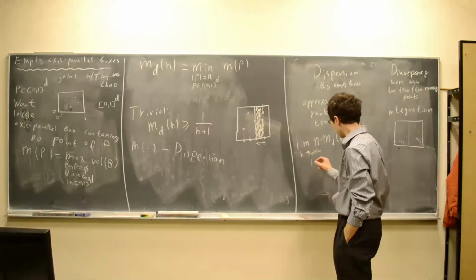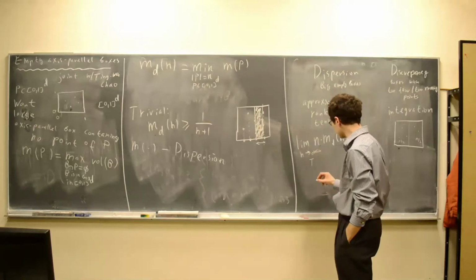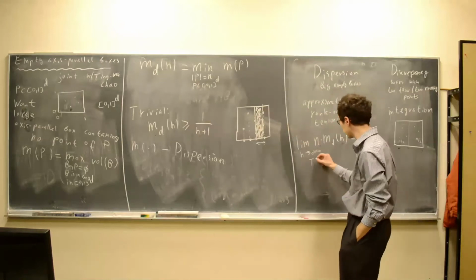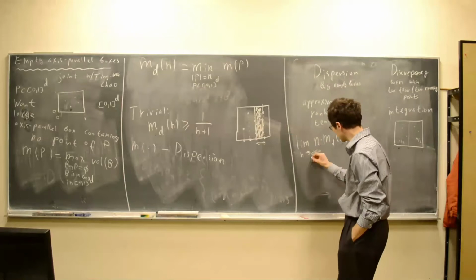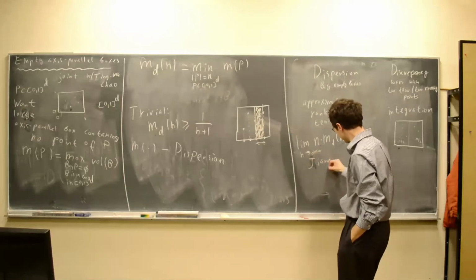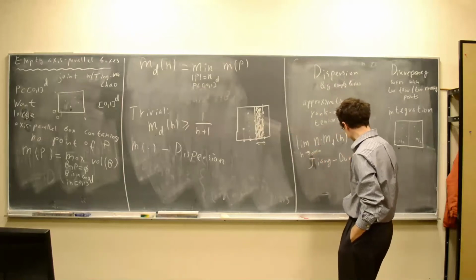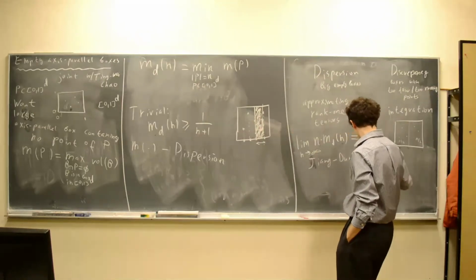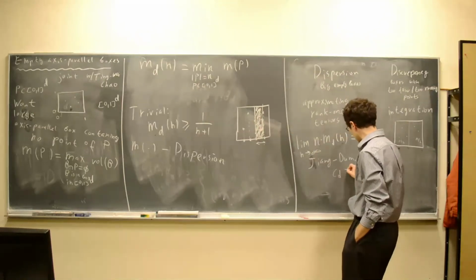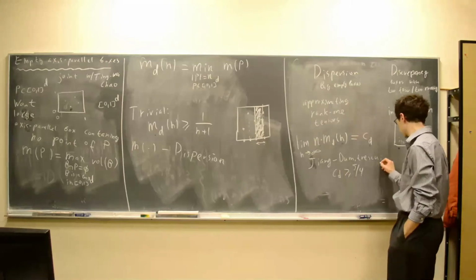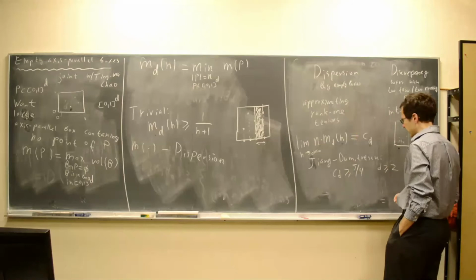Okay, so what was known prior to the work I'm going to tell you about? There was a work of Zhang and Dumitrescu, which shows that this constant is at least 5/4 for a dimension at least 2.